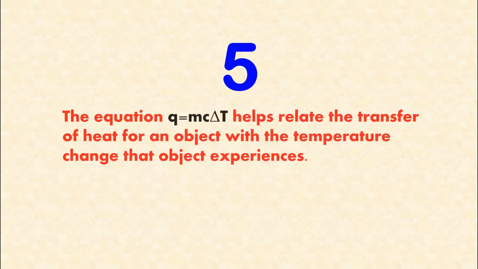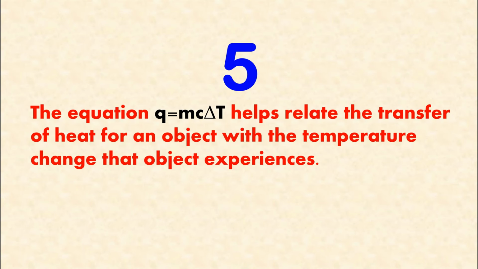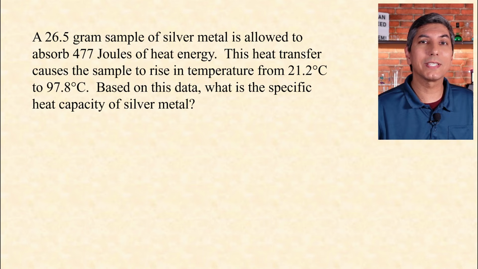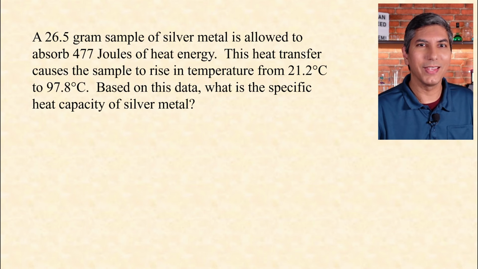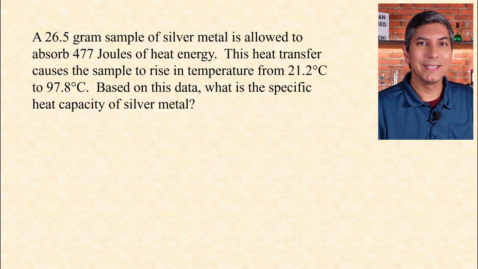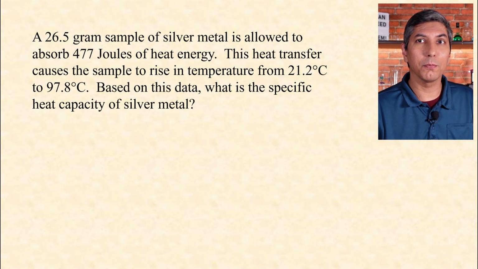Number 5. The equation Q equals mc delta T helps relate the transfer of heat for an object with the temperature change that object experiences. Let's take this example. A 26.5 gram sample of silver metal is allowed to absorb 477 joules of heat energy. This heat transfer causes the sample to rise in temperature from 21.2 degrees Celsius to 97.8 degrees Celsius. Based on this data, what is the specific heat capacity of silver metal?